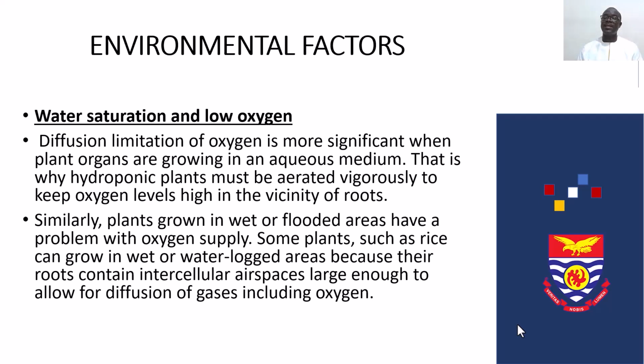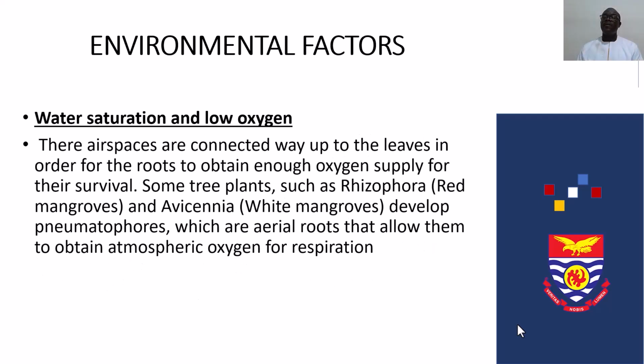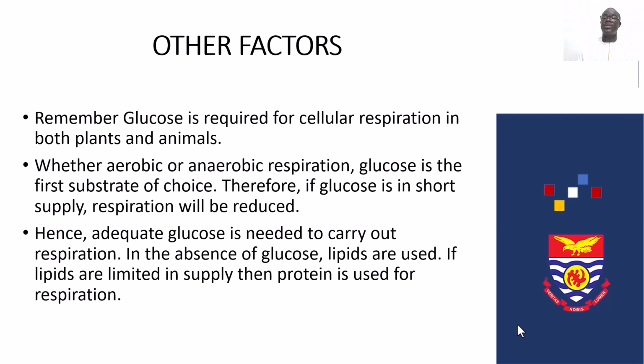Some plants, such as rice, can grow in wet or waterlogged areas because their roots contain intercellular air spaces large enough to allow for diffusion of gases, including oxygen. The air spaces are connected all the way up to the leaves in order for the roots to obtain enough oxygen supply for their survival. Some tree plants, such as Rhizophora, red mangroves, and Avicennia, white mangroves, develop pneumatophores, which are aerial roots that allow them to obtain atmospheric oxygen for respiration.